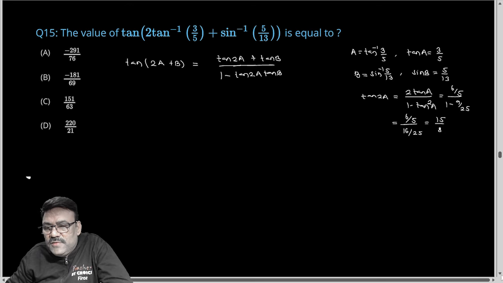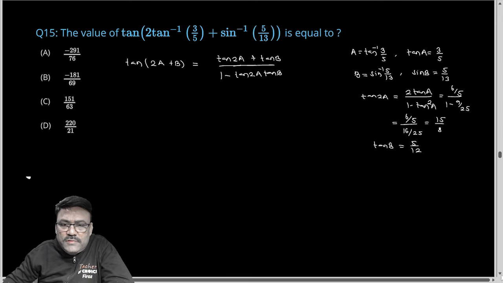30 by 16, 15 by 8. And tan b is obviously, tan b will be what? Sine b is 5 by 13. So tan b will be 5 by 12. Now just put the values here.